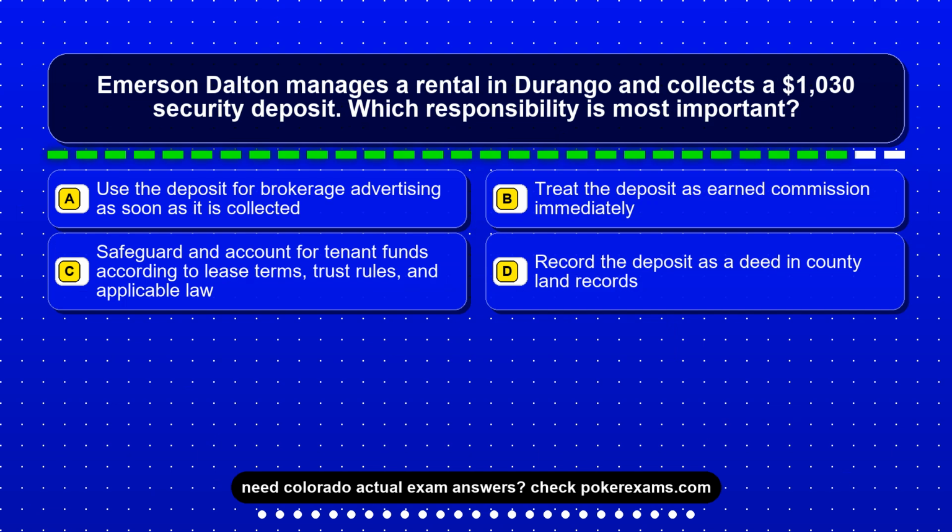Question 20. Emerson Dalton manages a rental in Durango and collects a $1,030 security deposit. Which responsibility is most important? Option A, use the deposit for brokerage advertising as soon as it is collected. Option B, treat the deposit as earned commission immediately. Option C, safeguard and account for tenant funds according to lease terms, trust rules, and applicable law. Option D, record the deposit as a deed in county land records.